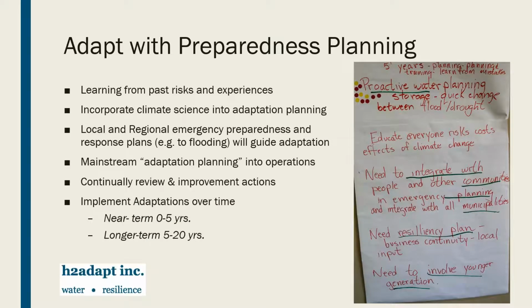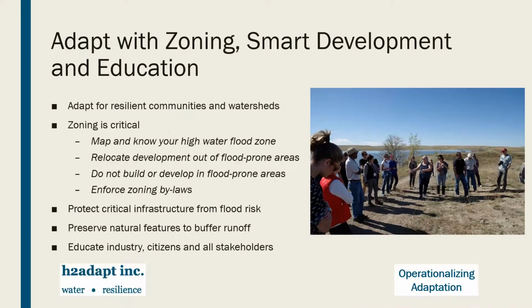Emergency preparedness and recovery response plans, for example for flood events, will also guide adaptation planning. It is very important to plan for the near term, 0 to 5 years, the longer term, 5 to 20 years, and to continually review operations and implemented adaptations.